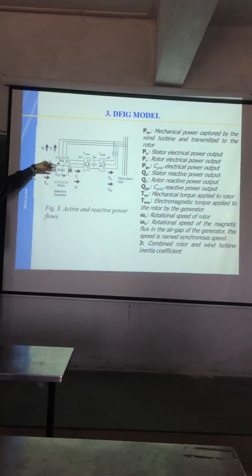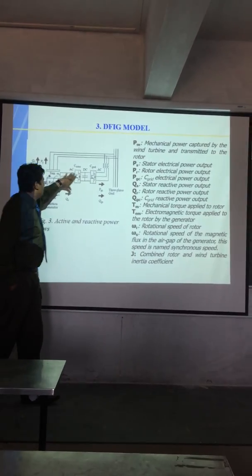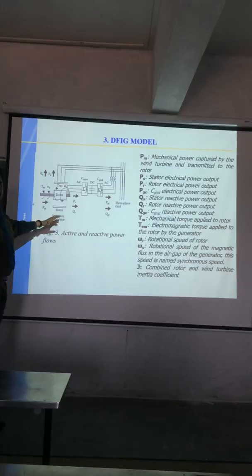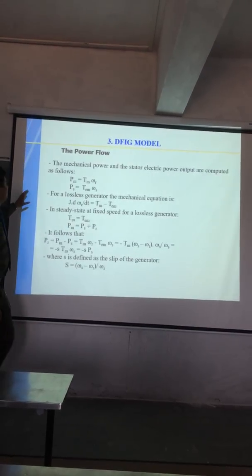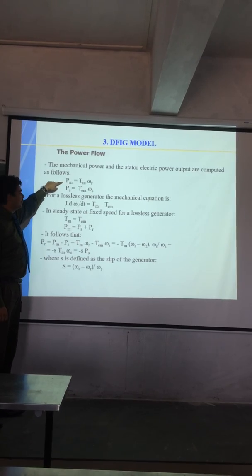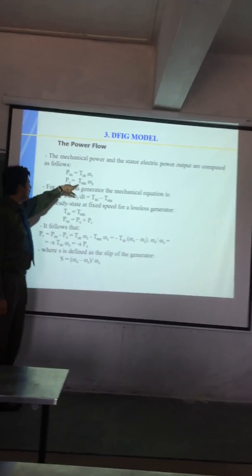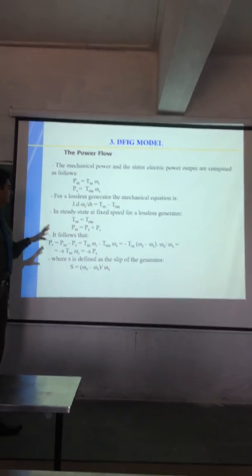The wind moves the rotor, and from the rotor side it goes to the converter side, and from the converter you are able to take out the three-phase power supply. So how is the power flow calculated? Here the mechanical power is nothing but torque with respect to the angular speed, and the stator power is nothing but the electromagnetic torque with respect to the angular speed.